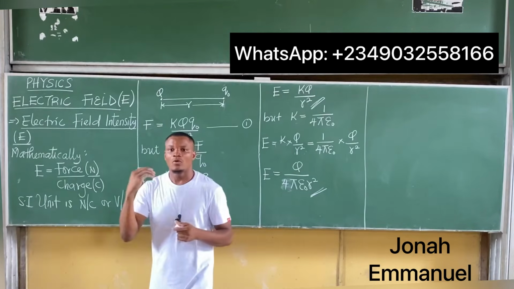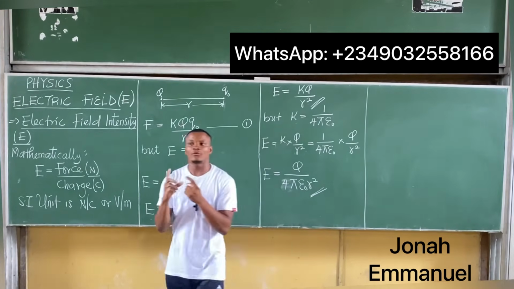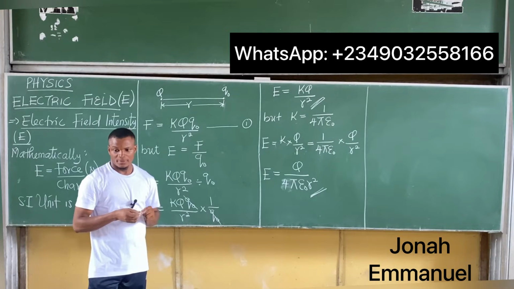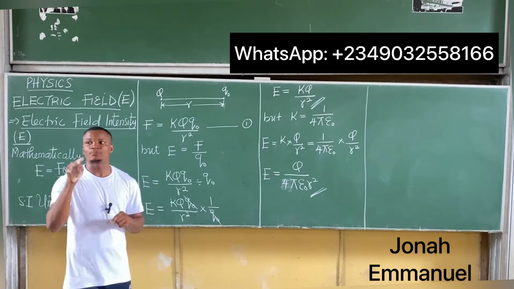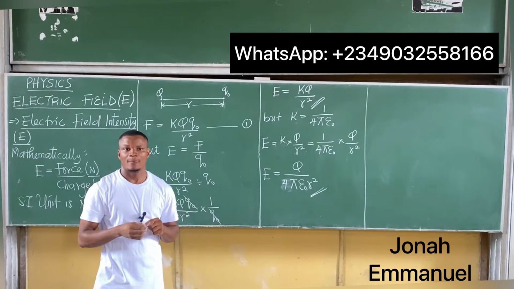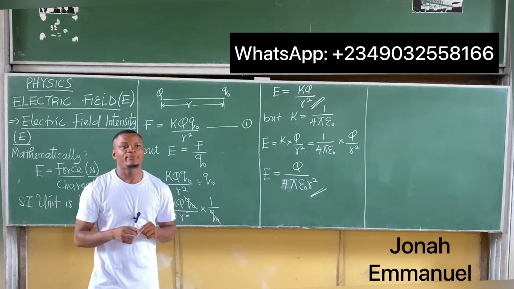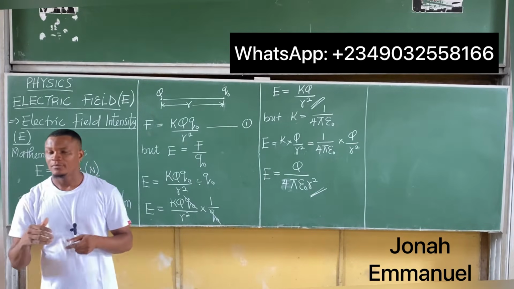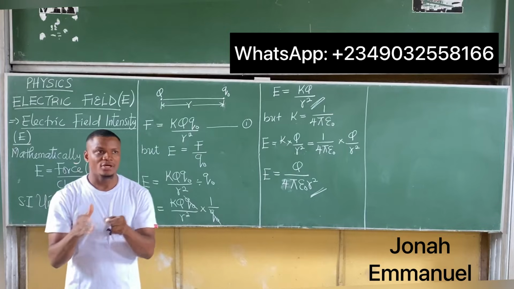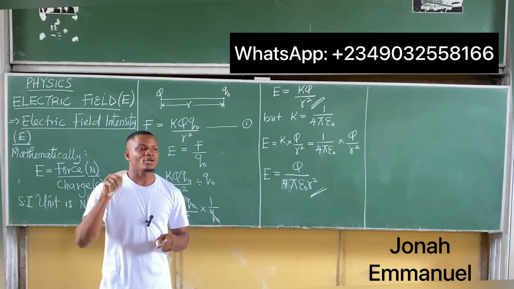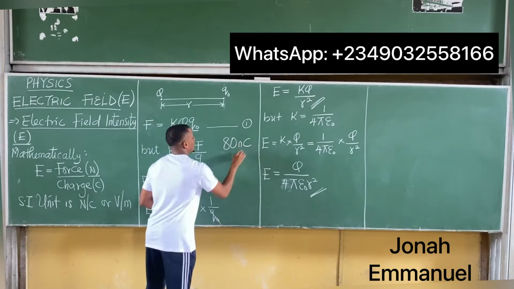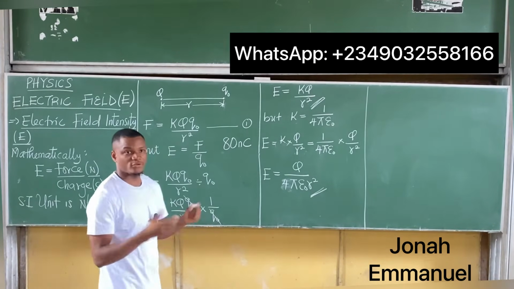Example: what is the electric field intensity at a point P, 25 cm from a charge Q equal to 80 nanocoulomb? Full stop. That's all.